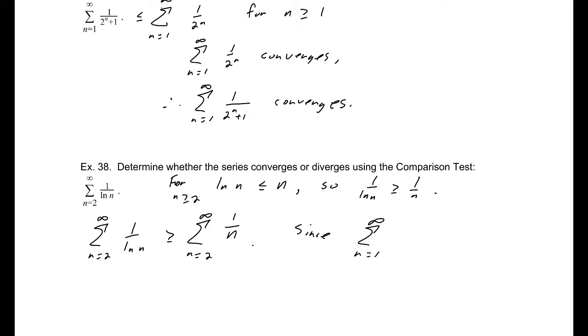Since n equals 1 to infinity diverges, certainly from 2 to infinity diverges for 1 over n. This is the harmonic series after all. Since this diverges, the sum from 2 to infinity of 1 over natural log of n diverges. Because it's greater term by term, the sum is certainly going to diverge as well.